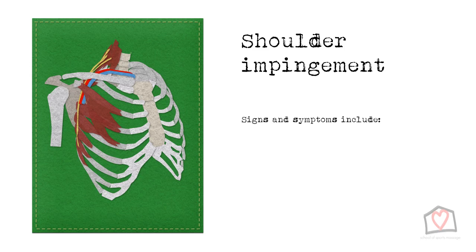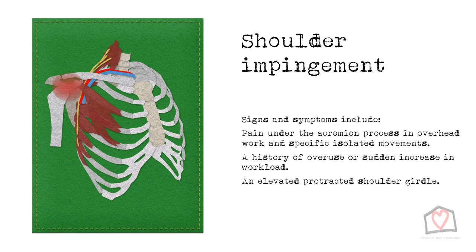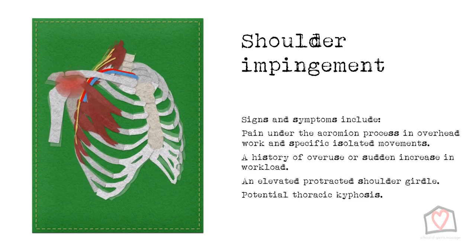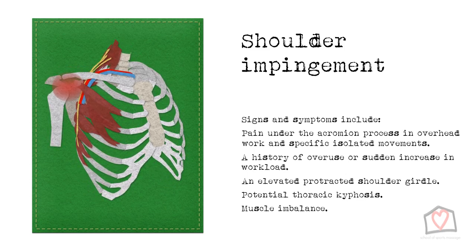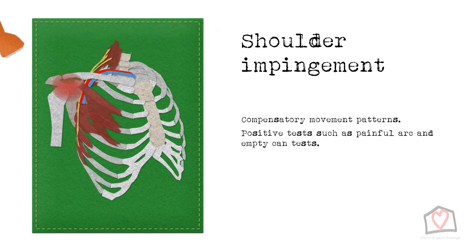The signs and symptoms for shoulder impingement are pain under the acromion process. This is generally when working overhead, and specific isolated movements. History of overuse or sudden increase in workload. Elevated protracted shoulder girdle. Potential thoracic kyphosis. Muscle imbalance. Restricted shoulder movement. Compensatory muscle patterns. A positive test such as a painful arc test or empty can test.